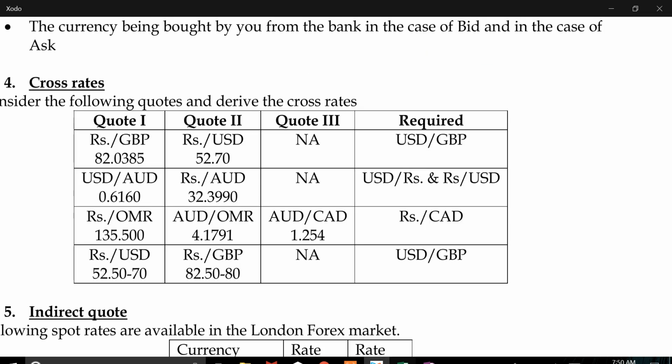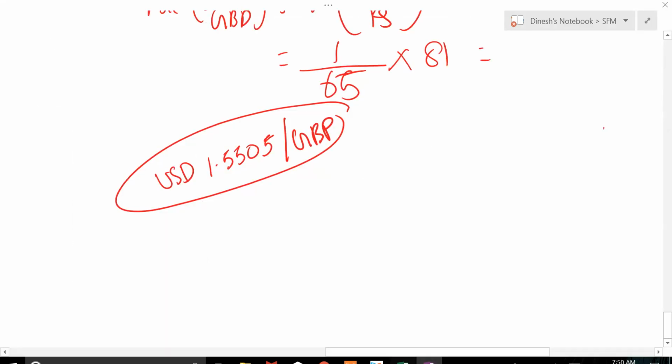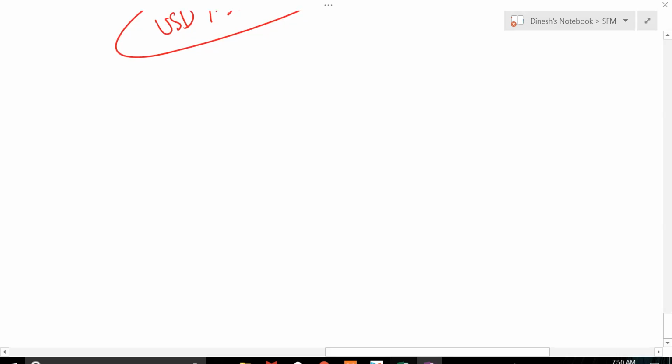Now let's try to split the second one. They have asked USD per rupee and rupee per USD. Both have been asked in the question. Let's first start the process of splitting. USD per rupee is equal to, what is the connecting currency? So how will you split? USD by AUD into AUD by rupees.